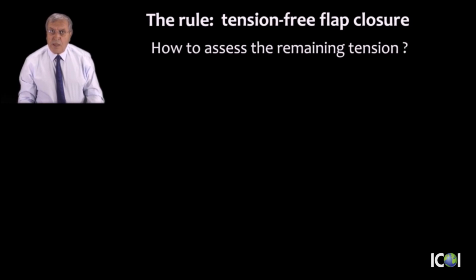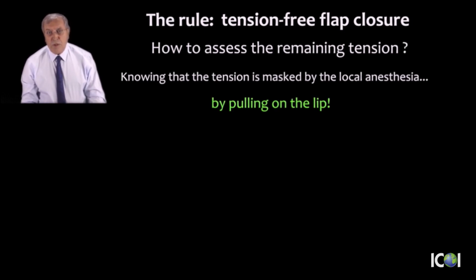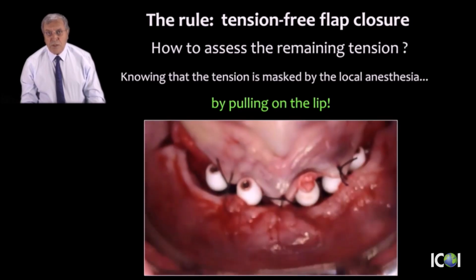The rule now is that we need to achieve a tension-free flap closure. But how to assess this tension? There is no device to evaluate the tension. And we forget very often that we are doing surgery with local anesthesia. And the function of the local anesthesia is to make the muscles flat. And then the tension is masked during the surgery. If we want to assess the tension, we just need to pull on the lip. And this is what we will see. We will see the mobility and we will see the tension.